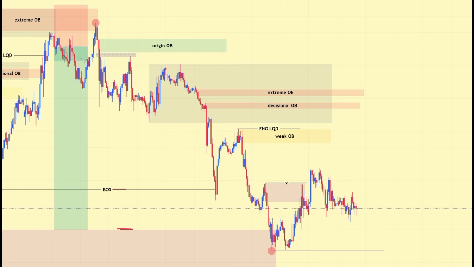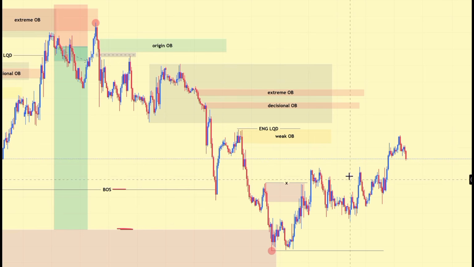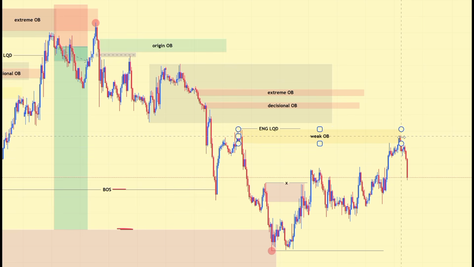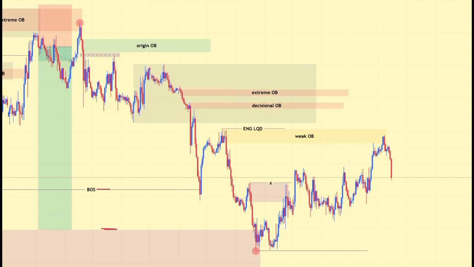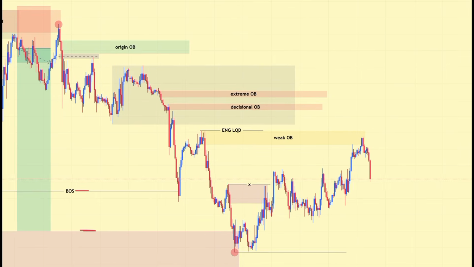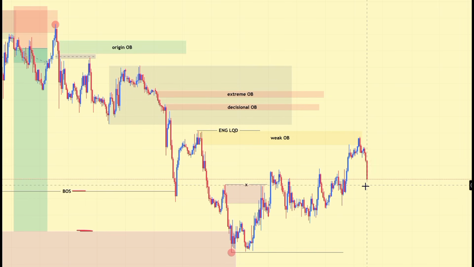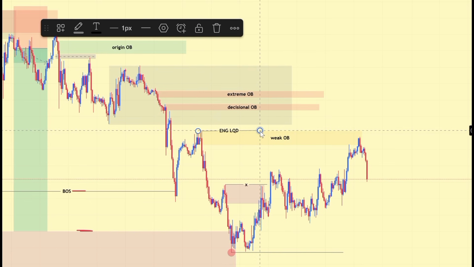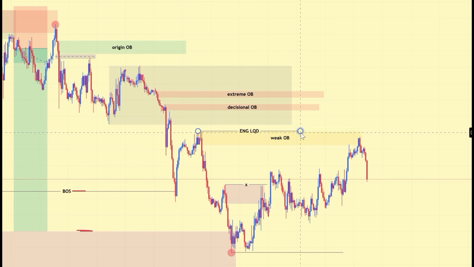Okay, so I'm not interested in any internal structure that is happening there until price mitigates a reversal zone. Alright, so price has mitigated a weak order block, or should I call it an SMT, as it is before the engineering liquidity, and you can clearly see that reaction to the downside. A weak order block is not reliable, and I cannot use it as a reversal zone, or I cannot depend on it entirely to push price all the way towards the external liquidity.